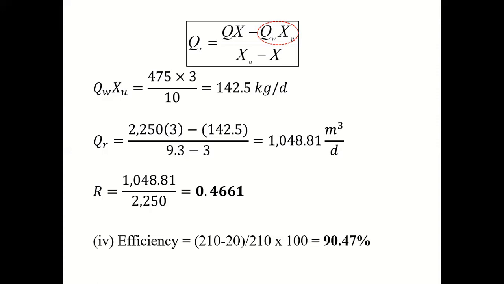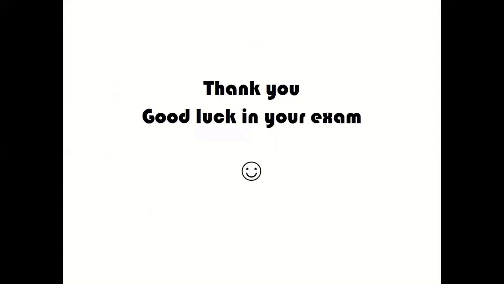Finally, we can calculate the efficiency. The efficiency is BOD initial minus BOD final over BOD initial times 100. So it is 90.47%. So the efficiency is around 90 to 91%.